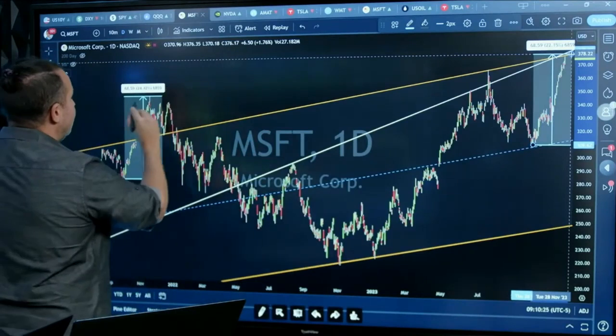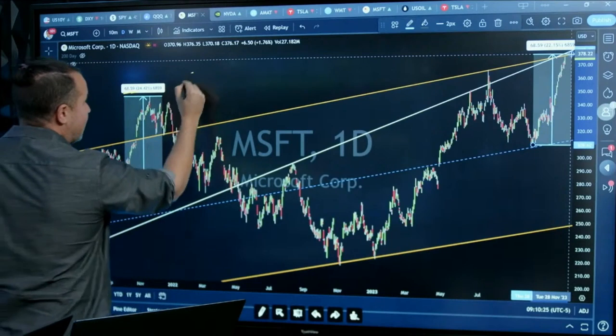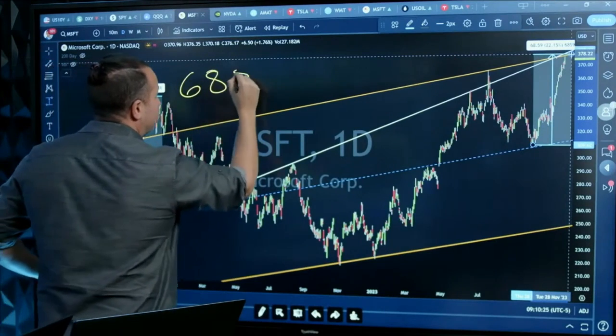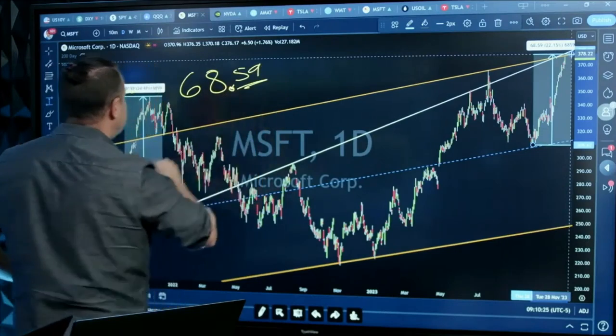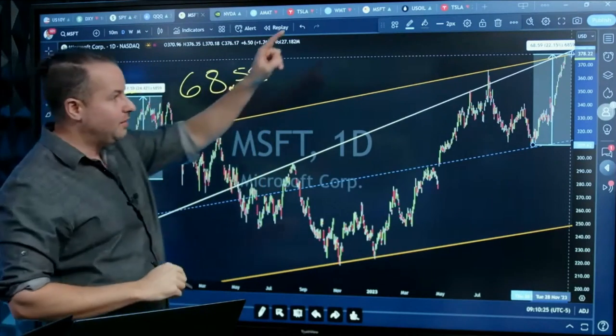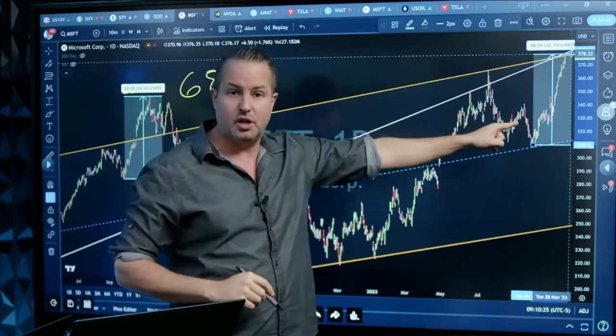All right, so this move, $68.59. That was the move here. Do you know what move this one is right here? Even though percentage-wise it's less?